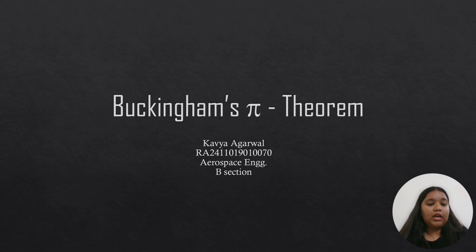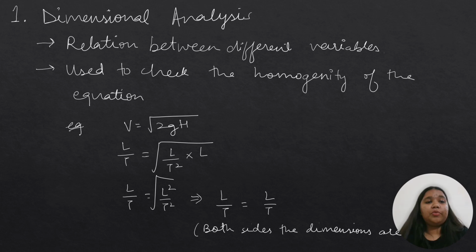Under this, I will cover dimensional analysis, fundamental dimensions, and the Buckingham pi theorem. So the first topic is dimensional analysis. It is the relation between different variables. It is generally used to check the homogeneity of the equation. Homogeneity means that on both sides of the equation, the dimensions are the same.